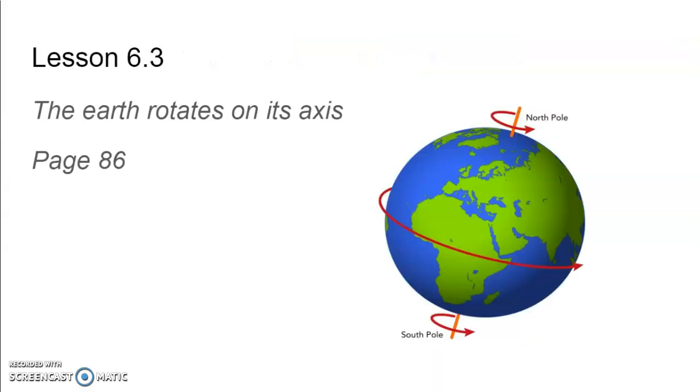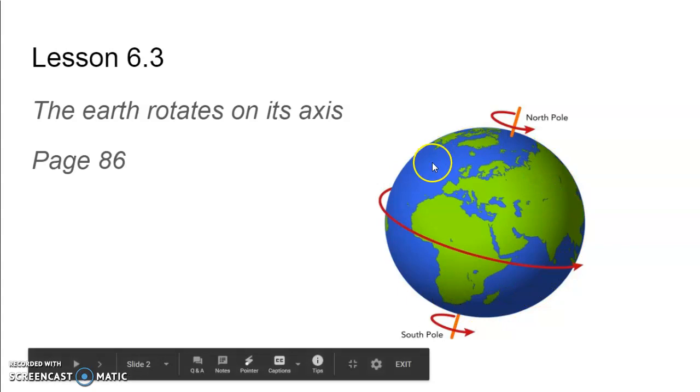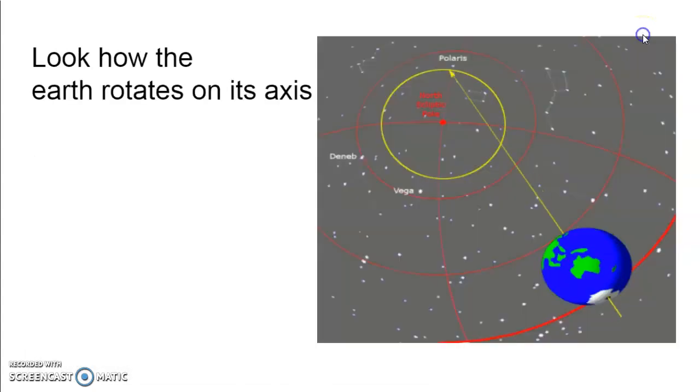Today's lesson is lesson 6.3, page 86. The earth rotates on its axis. دوران الأرض حول محورها. The earth rotates on its axis. Look how the earth rotates on its axis.